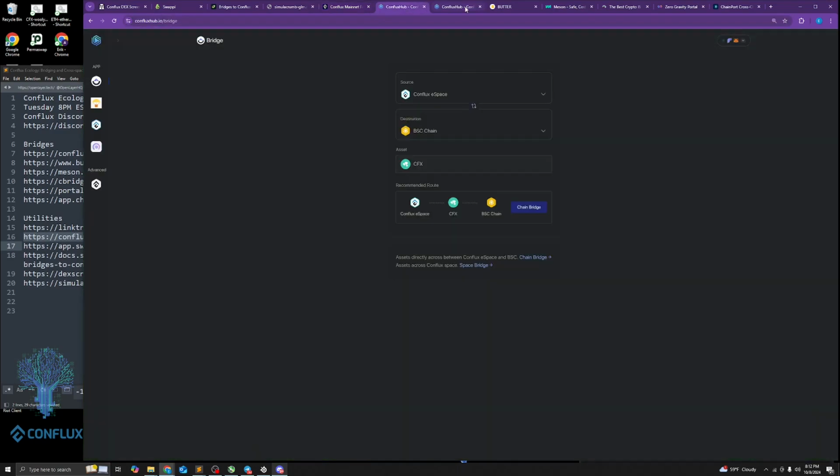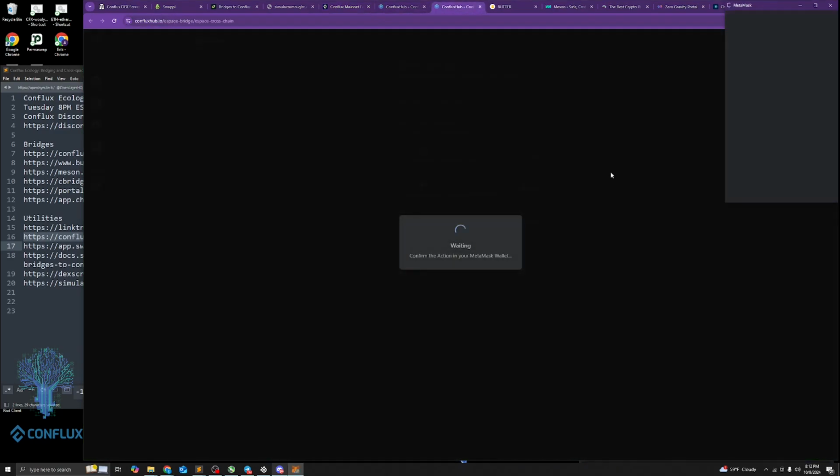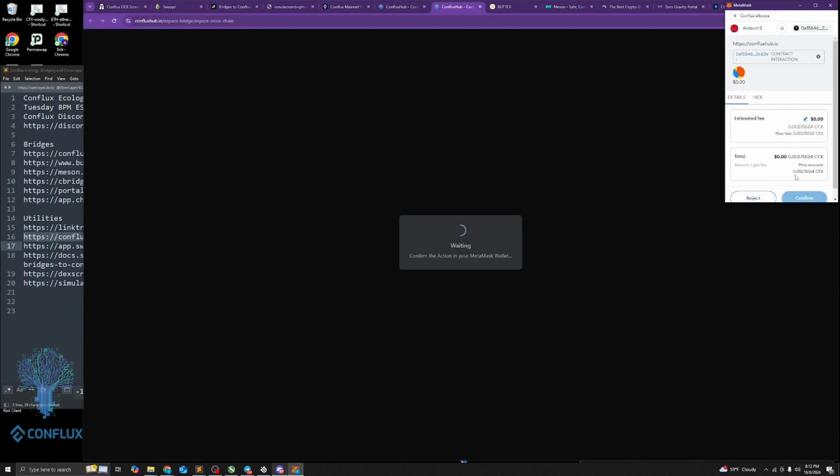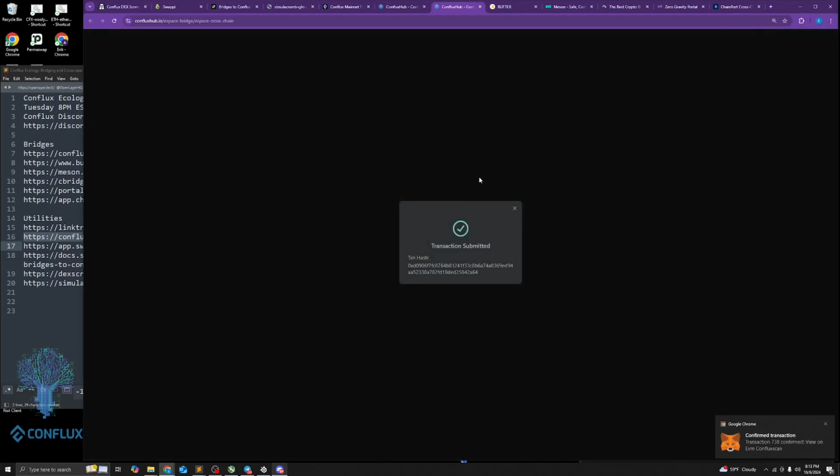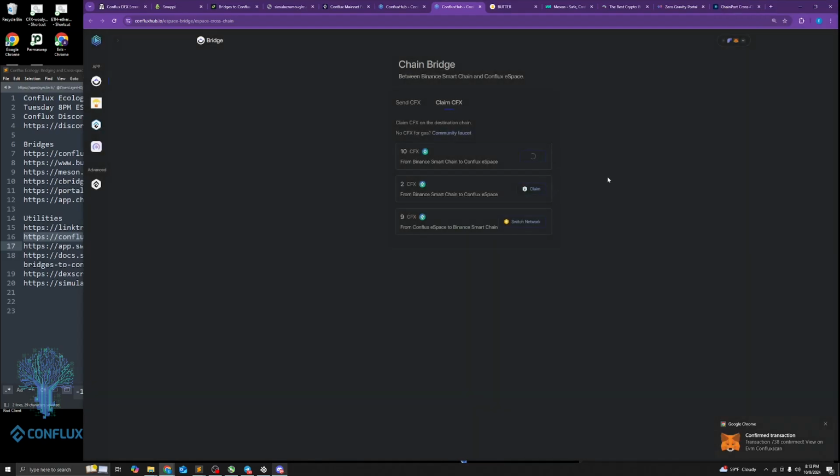So back to our bridging attempt. We're going to claim this with the CFX that we either have or got from the faucet. Say confirm. Potentially I've used the faucet within the window that will prevent me from using it again. If that does happen to you, just come into the Discord and we'll sort you out.